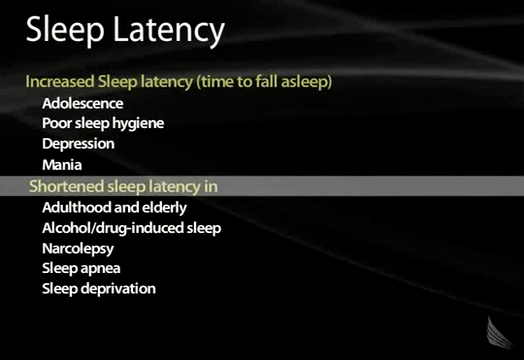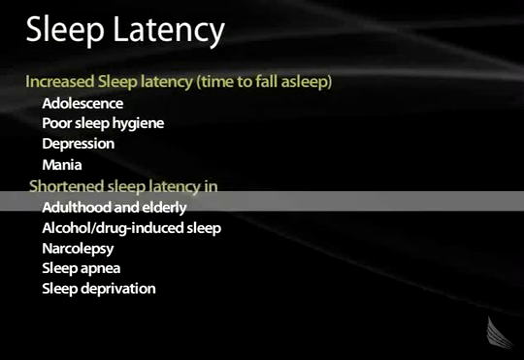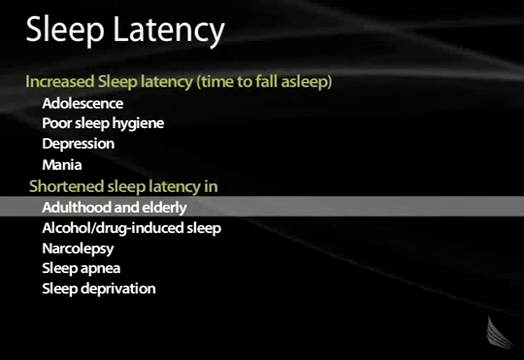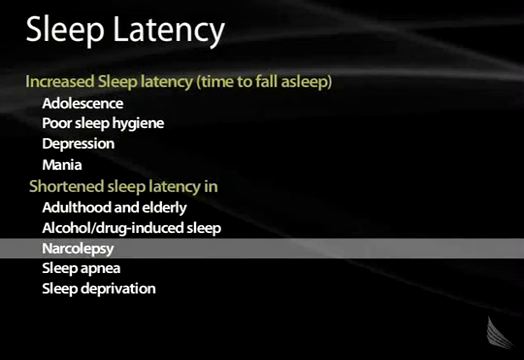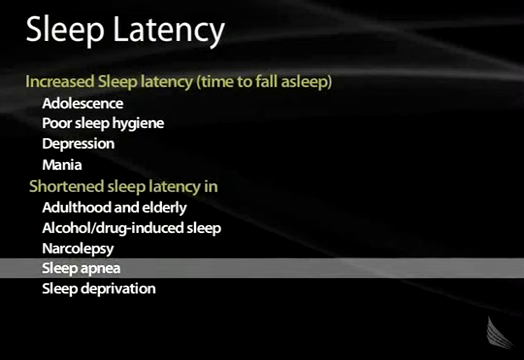Now, where do you get a shortened sleep latency? Adulthood and elderly. Elderly usually fall asleep pretty quickly. You know, they're talking to you and they're out, but they don't sleep as long as we do. Also alcohol and drug-induced sleep, narcolepsy, sleep apnea, and sleep deprivation.